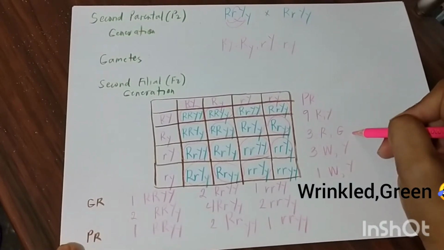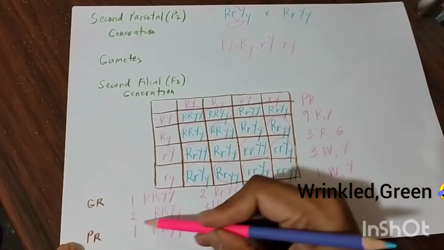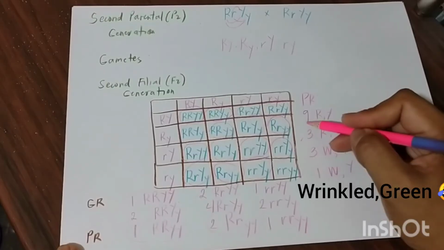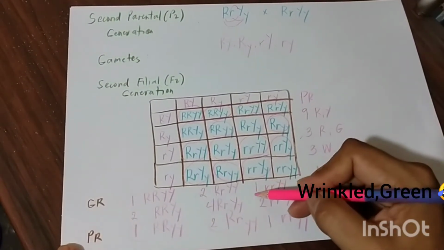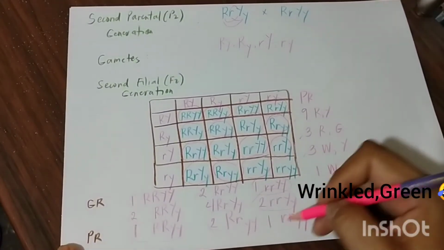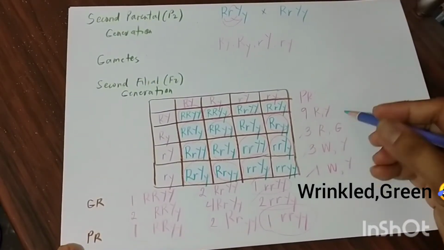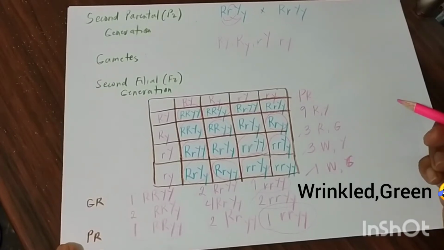Round and green, we have round and green and round and green, so 3. We have wrinkled yellow, which is 3. And 1 wrinkled green. This is green. Alright.